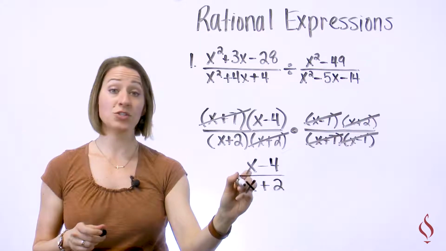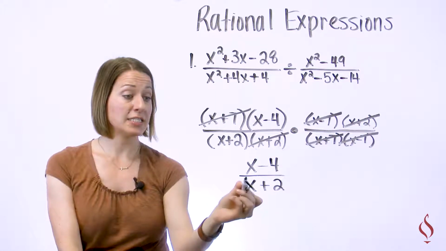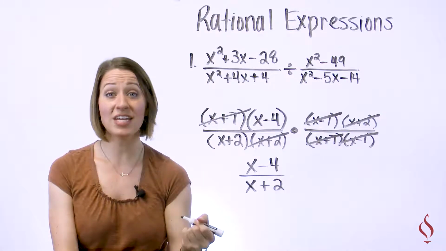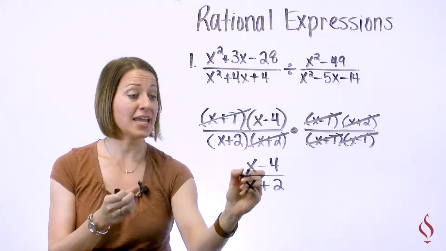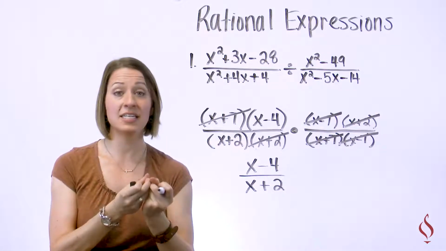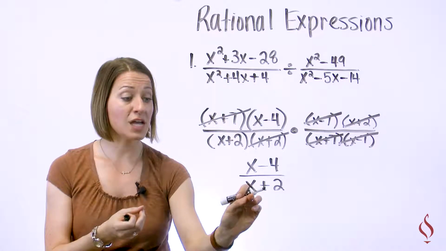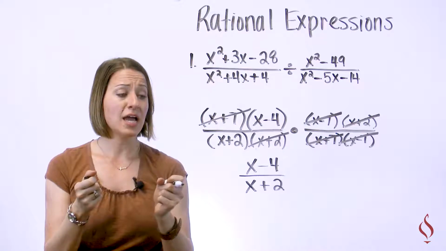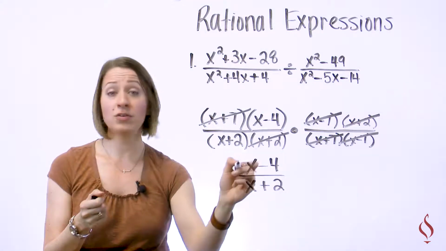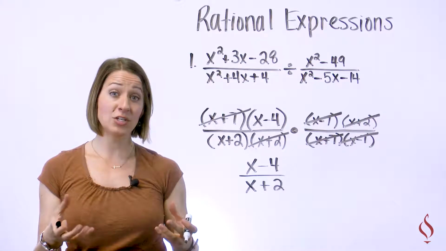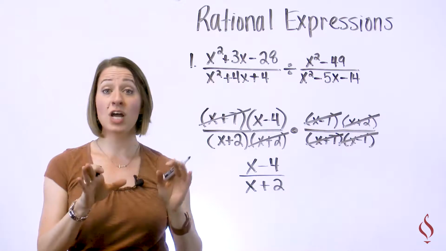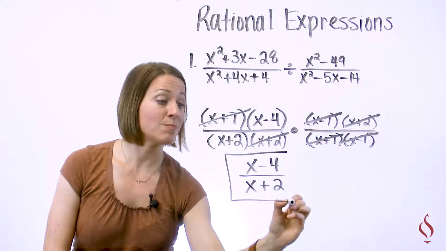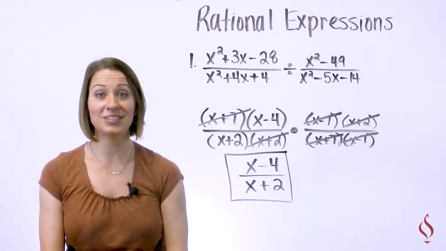Okay, now this is your final answer, but I want you to take a look at this. Even though there's both variable x right there, you cannot cancel that out, because that x in the numerator is connected to the negative 4, and the denominator x is connected to the positive 2. So we're not exactly sure what the exact value of the numerator is and what the value of the denominator is. And so since we're not sure, we just have to leave it as is. And so the answer is x minus 4 over x plus 2.